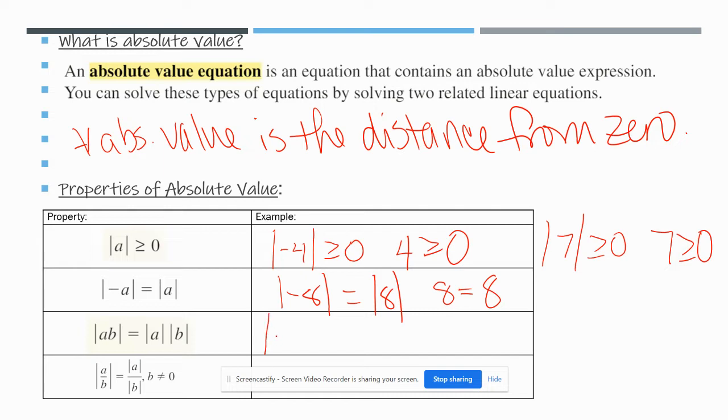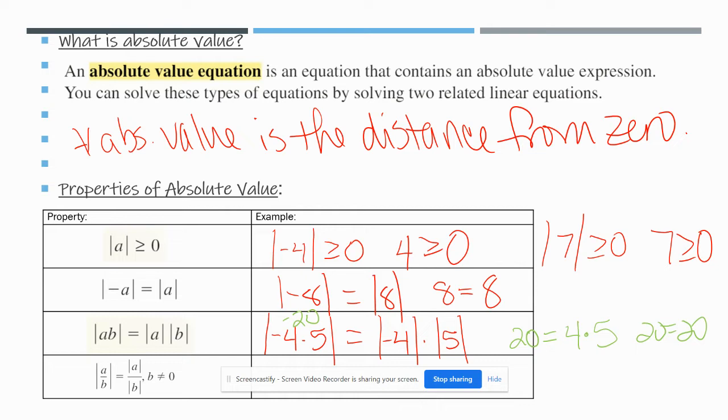If I have, let's say, -4 times 5, that should be equal, if we separated that out, to the absolute value of -4 times the absolute value of 5. The absolute value of -4 times 5 is the absolute value of -20, which is 20. The absolute value of -4 is 4. The absolute value of 5 is 5, and 4 times 5 is 20. Does 20 equal 20? Yes, it does.